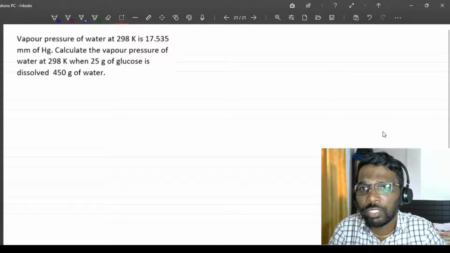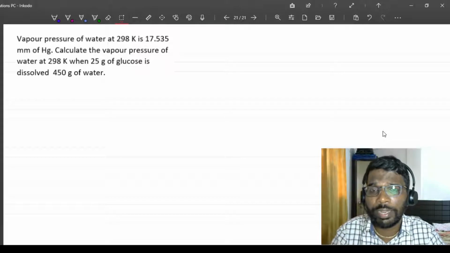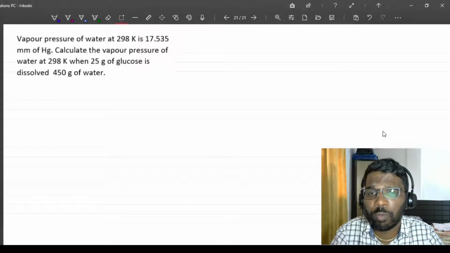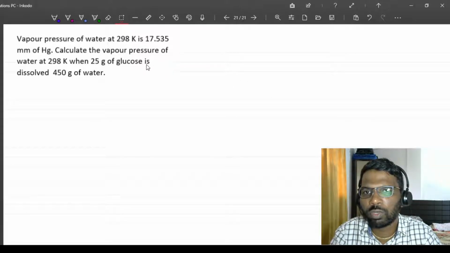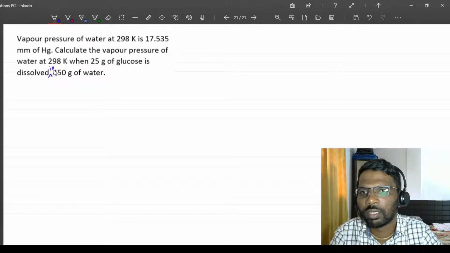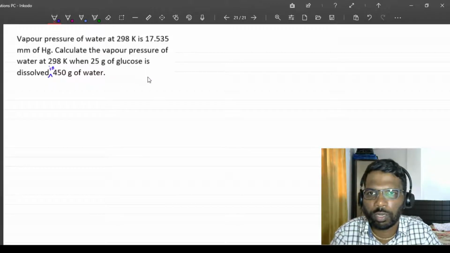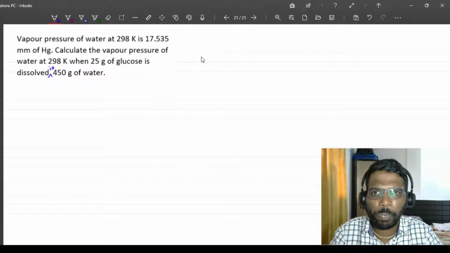Okay, here is the next question. The vapor pressure of water at 298 Kelvin is 17.535 mm of mercury. Calculate the vapor pressure of water at 298 Kelvin when 25 gram of glucose is dissolved in 450 gram of water.